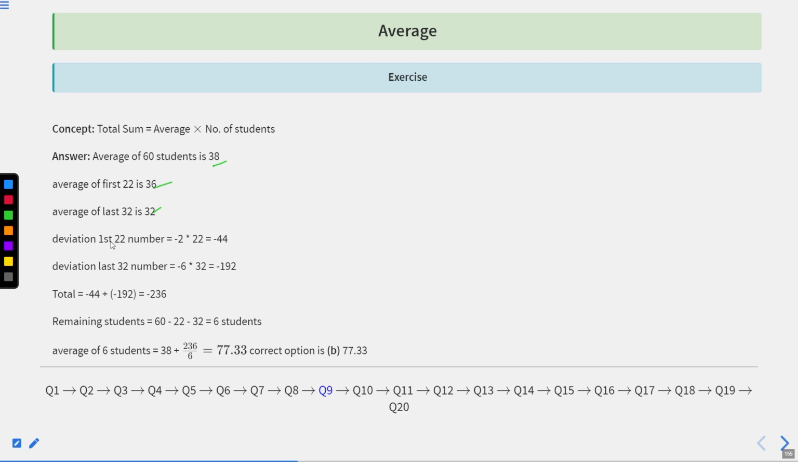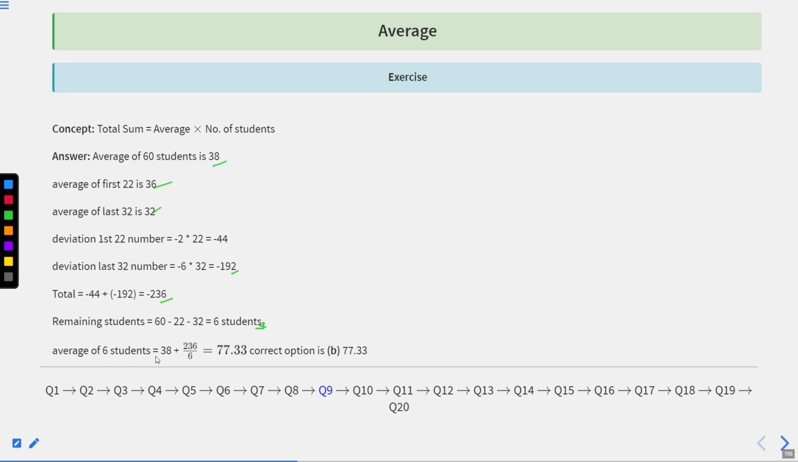The deviation of the first 22 numbers is minus 2 times 22, so it is minus 44. The deviation of the last 32 is minus 6 times 32, that is minus 192. So the total deviation is minus 236. The remaining students are 60 minus 22 minus 32, equal to 6 students. These 6 students are remaining, and we are going to find the average for them.